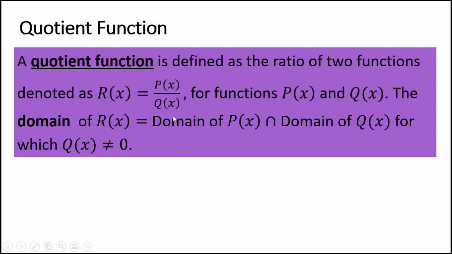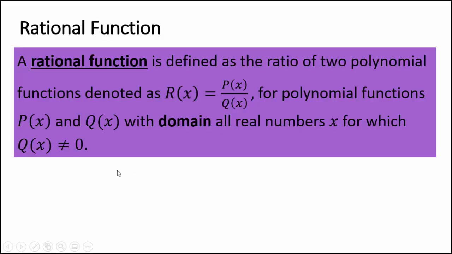any two functions. And the domain of the quotient function is all numbers that are in the domain of the intersection of the two numerator-denominator functions where the denominator is not zero, because otherwise you'll have an undefined quantity in the denominator. If you replace numerator-denominator by polynomial functions, then you will have something called a rational function. So quotient of polynomial functions are called rational functions.